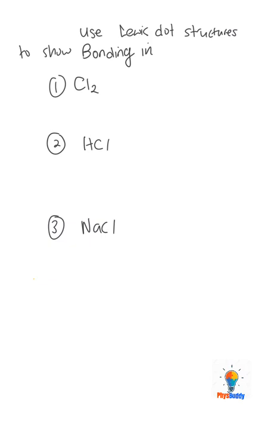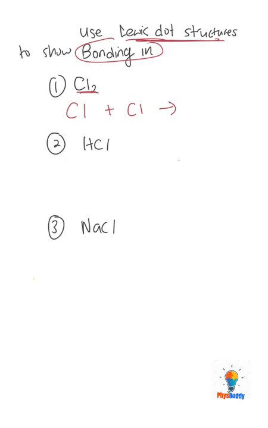Grade 10 and grade 11, we're going to be looking at some bonding and how to draw Lewis structures to show bonding. So the first question here, they ask us to use Lewis structures to show the bonding in chlorine. Now the first thing we would do is, we know that we would have a chlorine atom bonding with another chlorine atom, and that would give us chlorine gas.